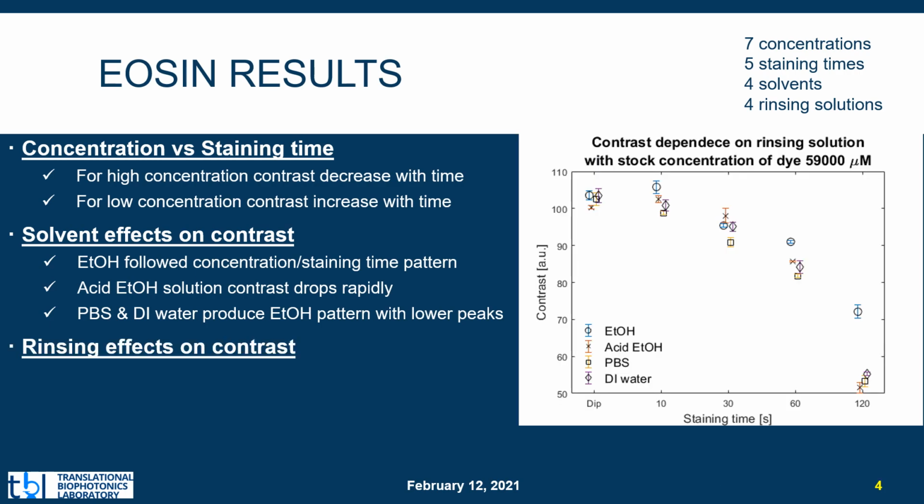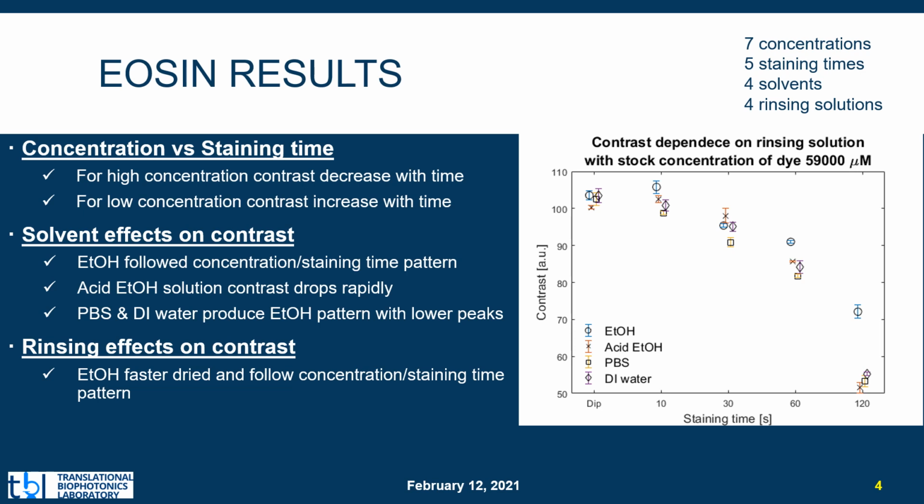Finally, we can compare the effects of the rinsing solution on contrast. For this purpose, we will show here contrast dependence on staining time and rinsing solution using a stock concentration of Eosin. This will help us to separate rinsing influence from solvent influence. We can see here again that staining time is a much bigger factor than the rinsing solution. Ethanol rinsing showed the fastest sample drying time and higher contrast overall staining points.